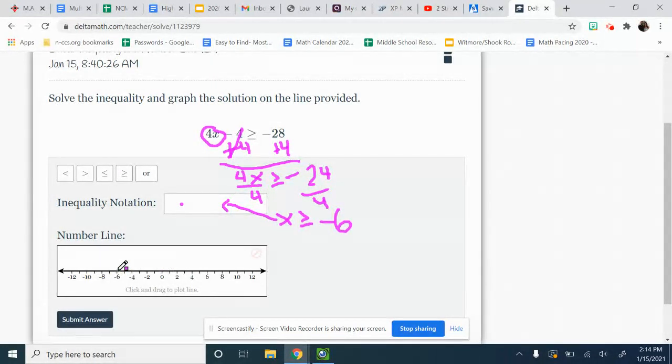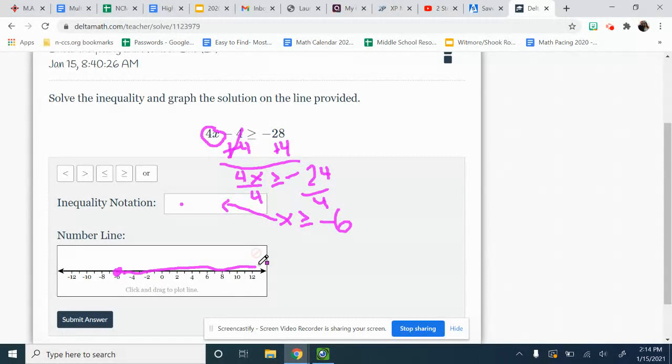Since it is greater than or equal to, it is a closed-in circle. So you'll go to negative 6. From here, it says click and drag to plot your line. Well, which numbers are bigger than negative 6? Well, that's all the ones to the right. So you'll drag your line to the right, and it'll draw the line for you. And once you submit, it will tell you that you're correct.